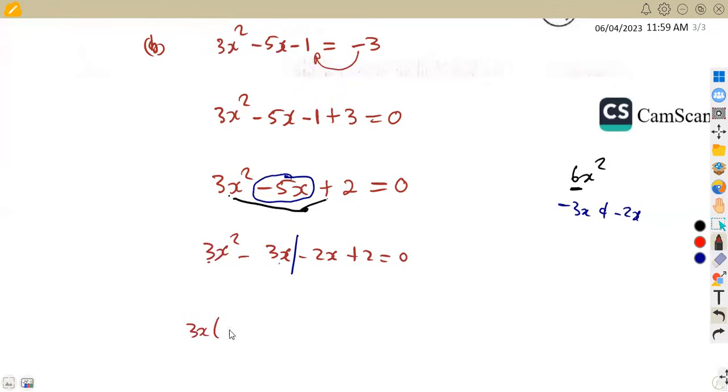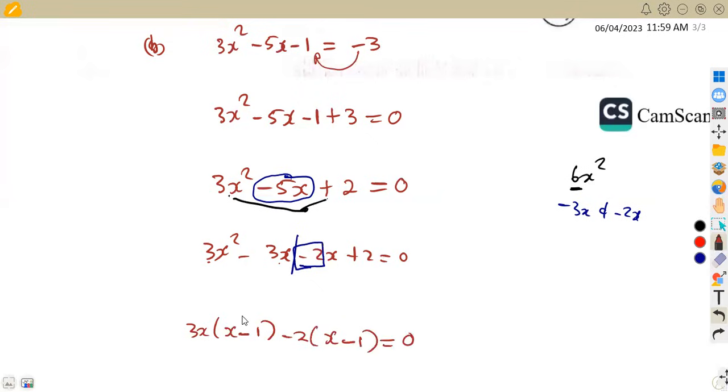3x squared and 3x, that will be x minus 3x divided by 3, that will be minus 1. So to obtain x minus 1, we must factor out a negative so that this can be a positive. It's a negative there. So if we factor out negative 2, therefore it is going to be positive x. 2 divided by negative 2, that's minus 1 is equal to 0.